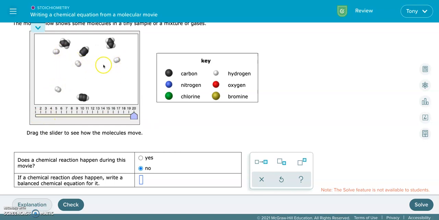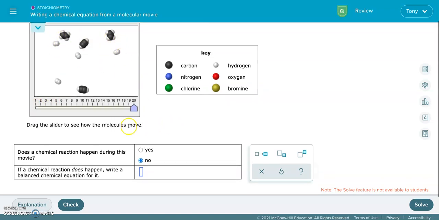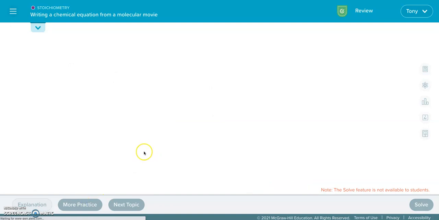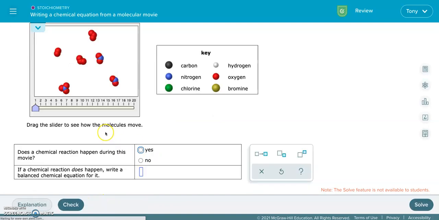So I see 4 hydrogens here. I see 2 of these C2H2s, and then 2 of these C2H4s. So no chemical reaction has occurred in this little movie for sure. Why don't we do one more just for good measure? Maybe we'll get some different colors in this one.